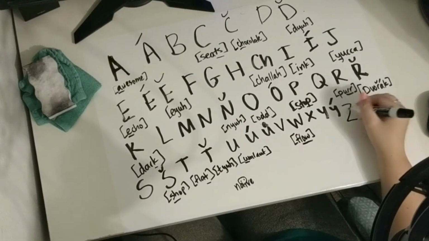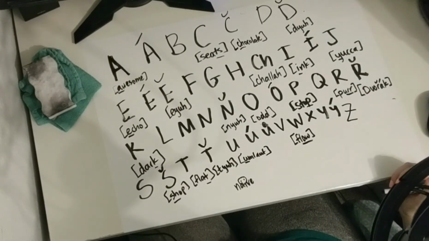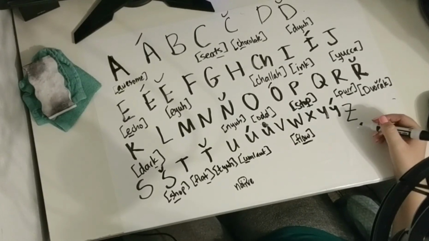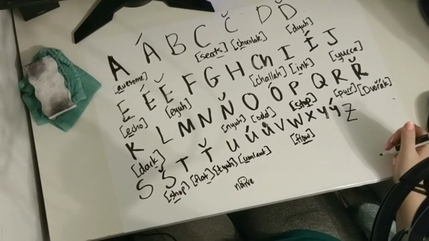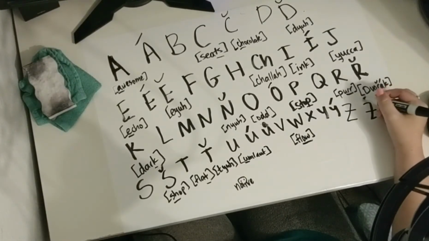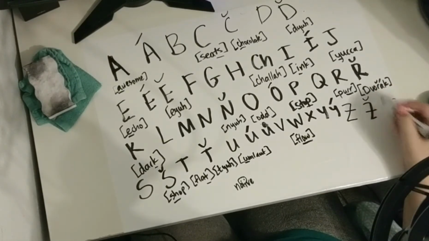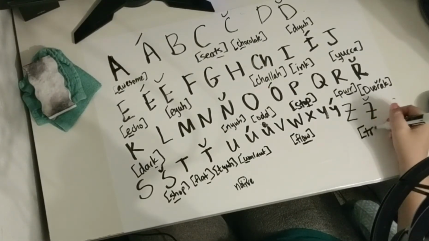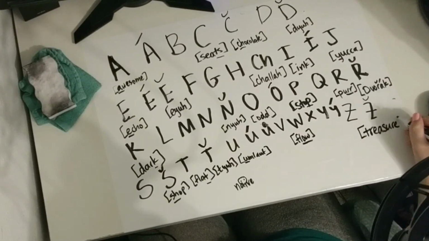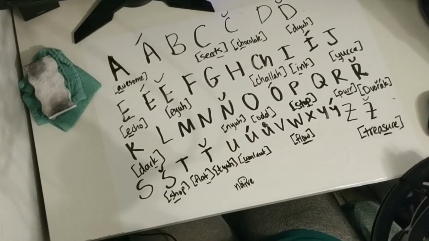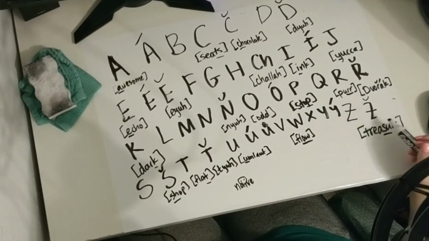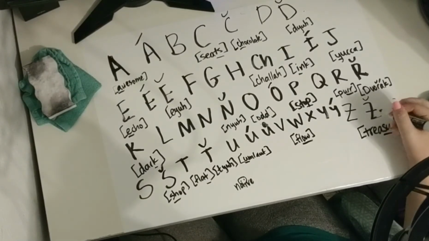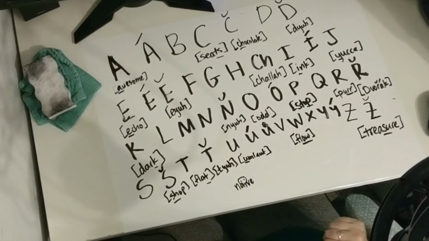Then we have Z, which is pronounced like in English, Z, like zebra or zebra, depending on what English-speaking part of the world you're from. And then, of course, we've got one more curveball. Z with the check over it, which is pronounced zh. So think like the word treasure or pleasure, the zh sound in the middle. Treasure, zh. So za, zha, like that. And that's it. That's the Czech alphabet all together.